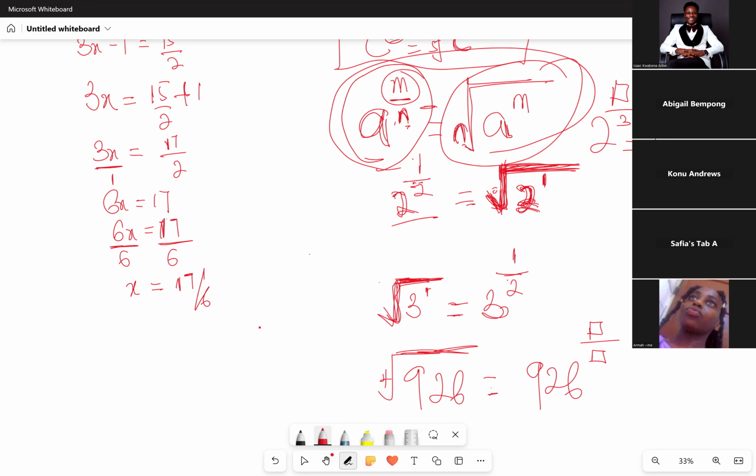Now, the denominator will be the name of the root. So what was that? Yeah, it's fourth root, so 4. Then the numerator will be the power of 9 to 6. It has no power, so we assume it's 1. That's all.